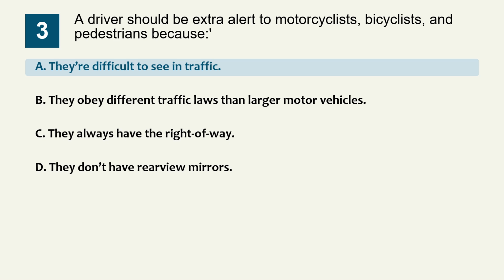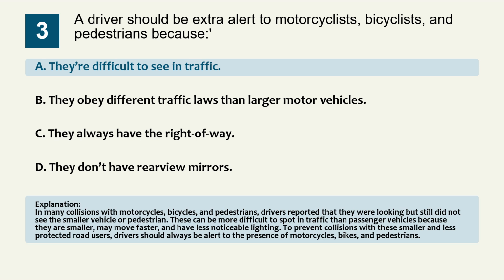The correct answer is option A. They are difficult to see in traffic. Explanation. In many collisions with motorcycles, bicycles and pedestrians, drivers reported that they were looking but still did not see the smaller vehicle or pedestrian. These can be more difficult to spot in traffic than passenger vehicles because they are smaller, may move faster, and have less noticeable lighting. To prevent collisions with these smaller and less protected road users, drivers should always be alert to the presence of motorcycles, bikes and pedestrians.